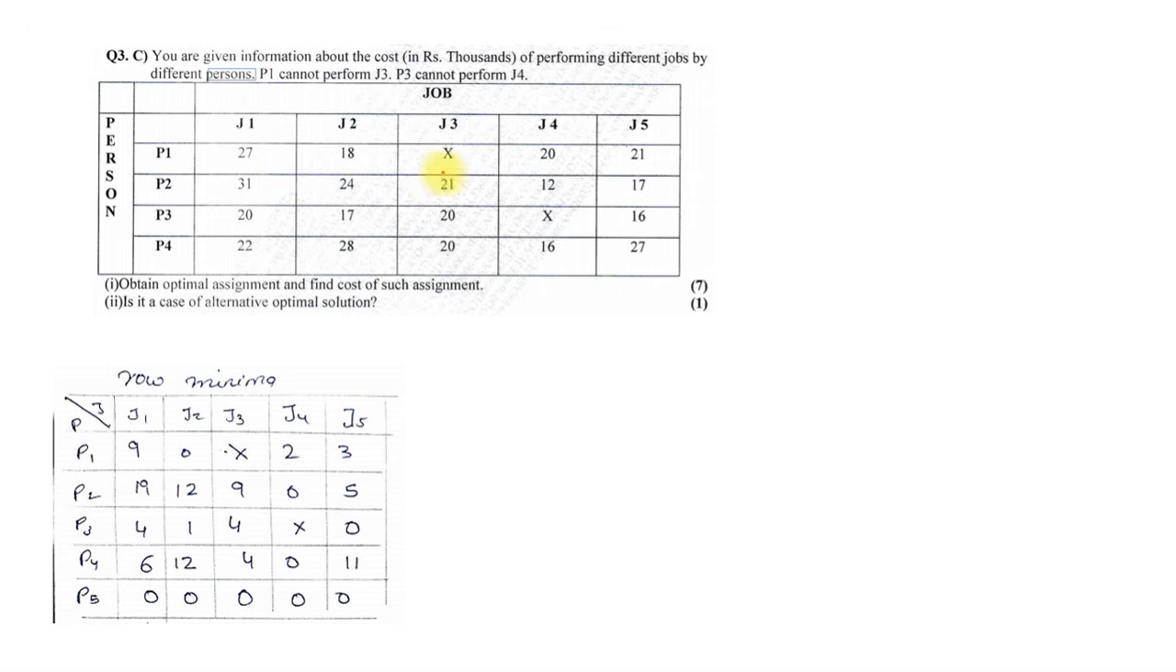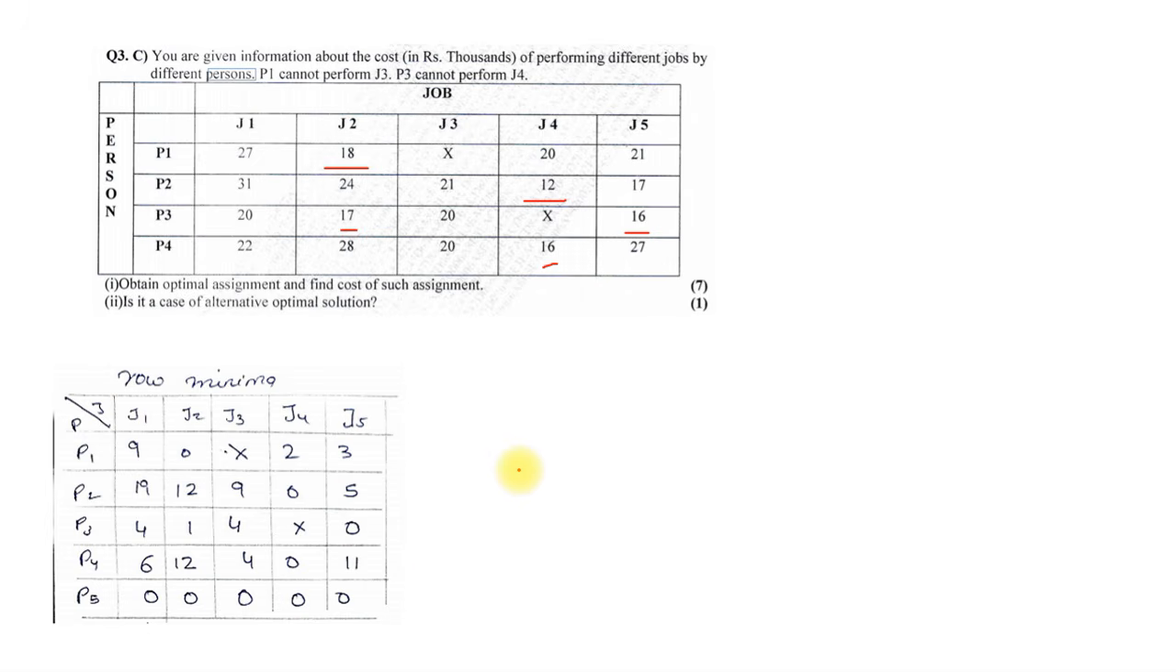Step number 1 is always row minima. So from each row, take the minimum value and subtract it. 18 is the minimum, so 27 minus 18, 18 minus 18, 20 minus 18, 21 minus 18. In the next row, 12 is the lowest, so all the numbers minus 12. In the third, 16 is the lowest, so 16 minus all the others. And in the last, again 16 is the lowest, so all numbers minus 16. We get the row minima table. Now the last row is zeros. That's the dummy, so everything remains the same.